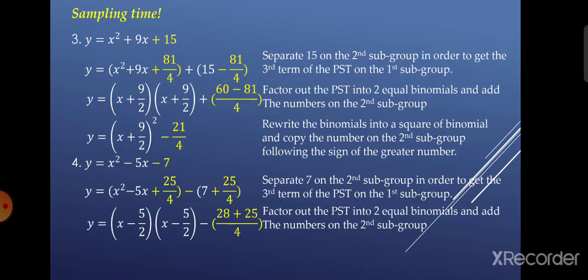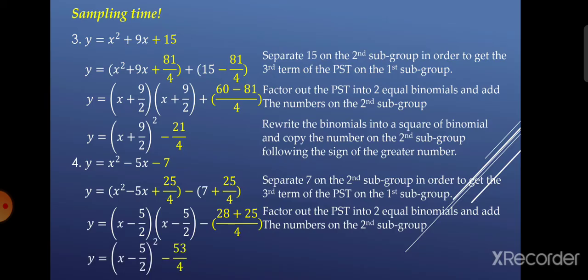Directly ignoring the denominator, the imaginary denominator 1 under the 7. So directly, the common denominator 4 is multiplied by 7. 4 times 7 is 28. Copy plus. 4 divided by 4 is 1. 1 times 25 is 25. So it is 28 plus 25 over 4.